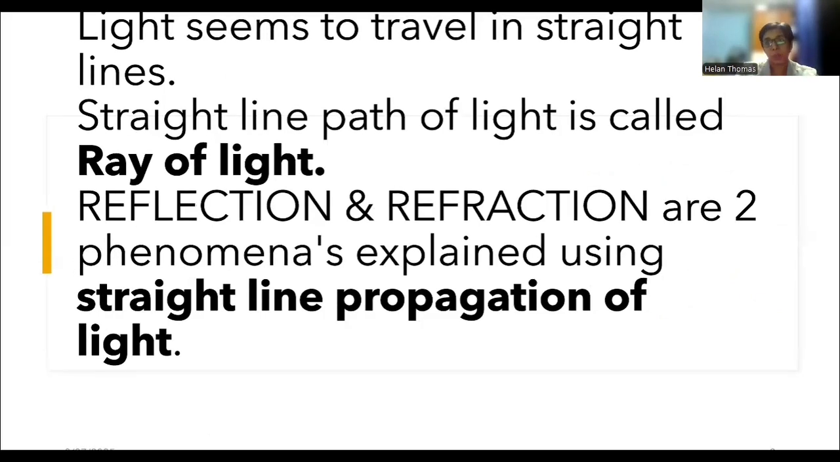We believe and we know that light seems to travel in straight lines. So the straight line path of light is called a ray of light. So what is a ray of light? It's just the straight line path of light. The straight line propagation of light helps us to explain the two phenomena of light called reflection and refraction. In this session, we'll be discussing the reflection part alone.